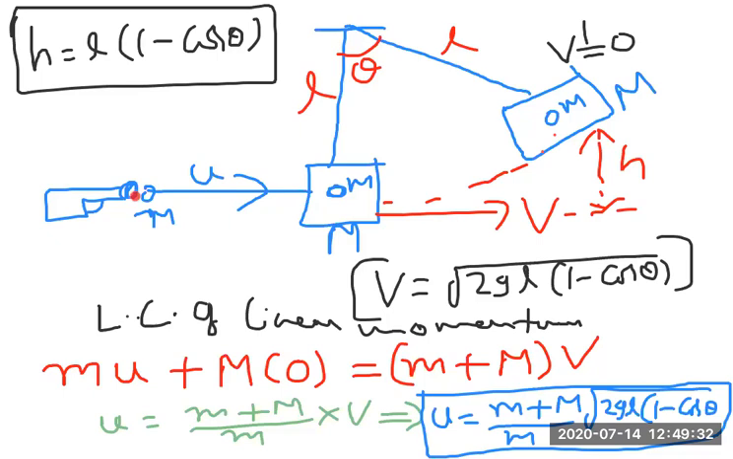Momentum before means m into u. And before, the block was at rest, so only capital M, the block, at rest: M into 0. After collision, the bullet is embedded inside, both stick together and move, so (m + M) into V. This V is the velocity with which they rise to height H. We can write H as L into (1 − cos θ). Actually, V is root 2gH. In the place of H, we substitute L(1 − cos θ), and this is the velocity of the bullet formula in this regard. I hope it is clear.